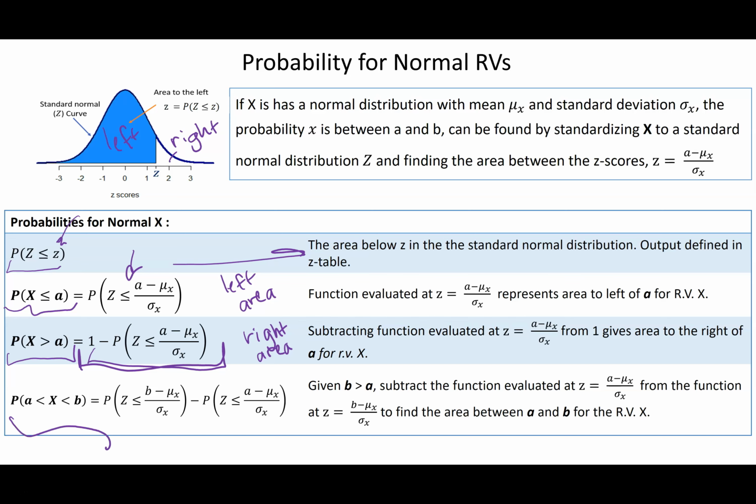And then this one is really handy. If you want to find the probability that x is between two values, you calculate 2 z-scores and 2 probabilities. You'll end up taking the bigger probability minus the smaller probability, and the area left is the area in between. I'll talk about it a little bit in an example.